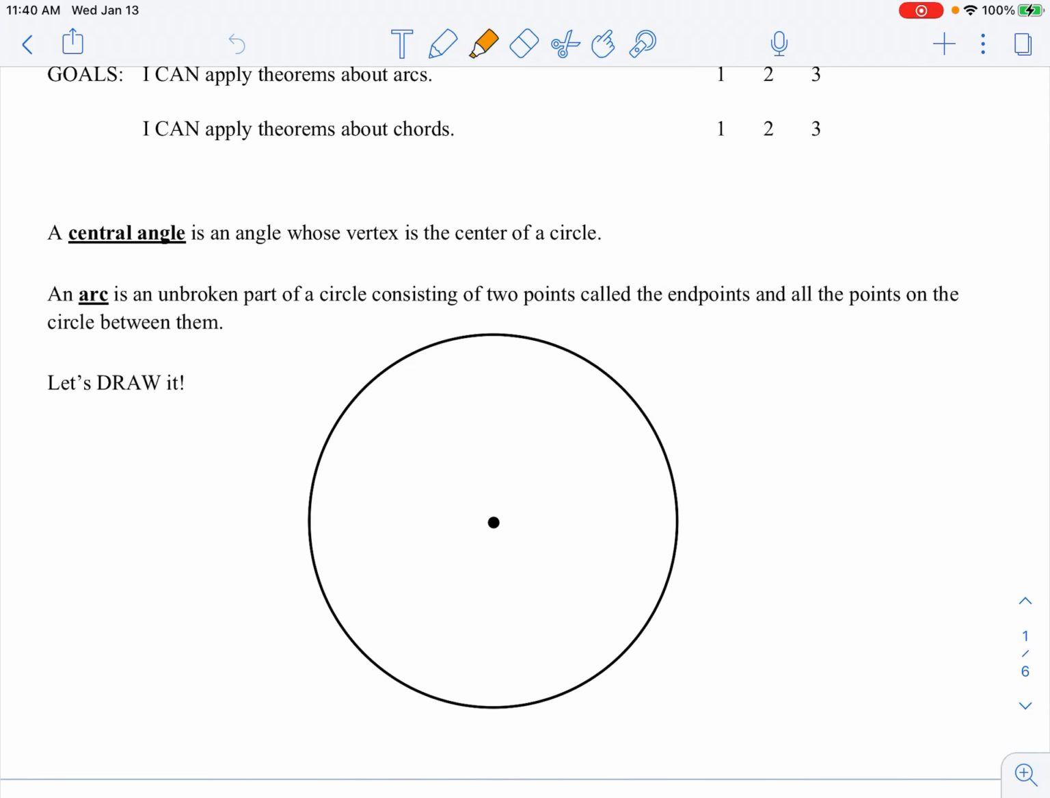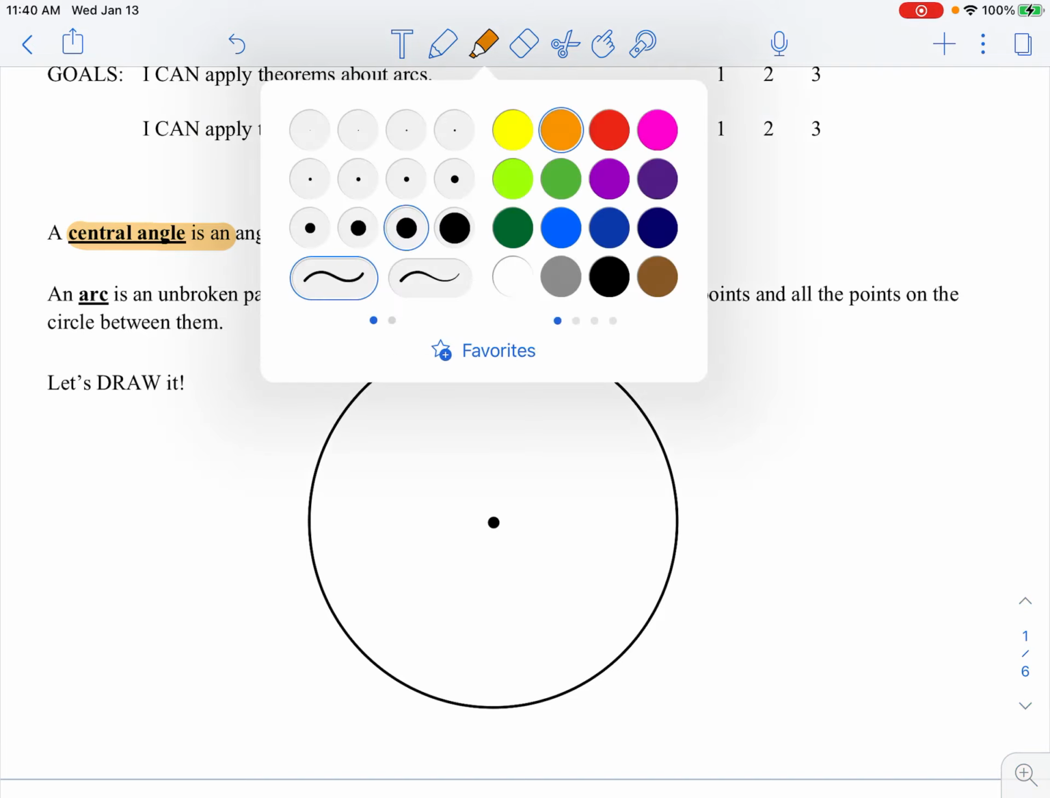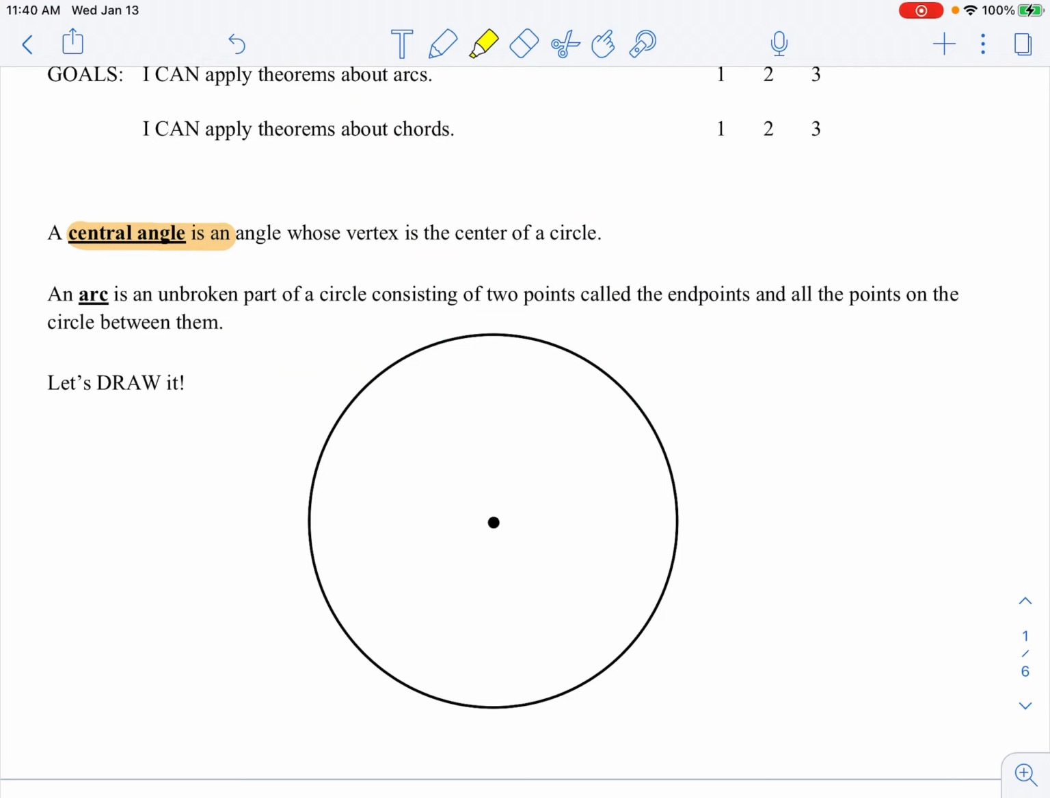The first term we're going to talk about is a central angle. A central angle is an angle whose vertex is at the center of the circle. So it's an angle that forms at the center of the circle. An arc is the second term, and that's the part of the circle that consists of the two endpoints and the points between them. So the arc is the curving part of the circle.